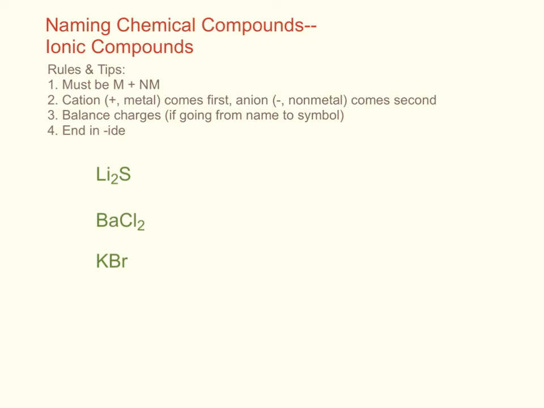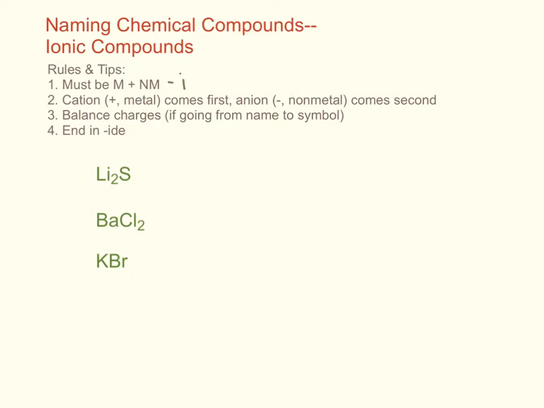Okay, in this video we're going to continue to talk about naming chemical compounds, but this time we're going to focus on ionic compounds. So remember, whenever you're naming compounds, you first have to figure out what your elements are. Do you have a metal, a nonmetal, a transition metal, a polyatomic? What are your elements and how are they bonded? So when I have an ionic compound is when I have a metal bonded to a nonmetal.